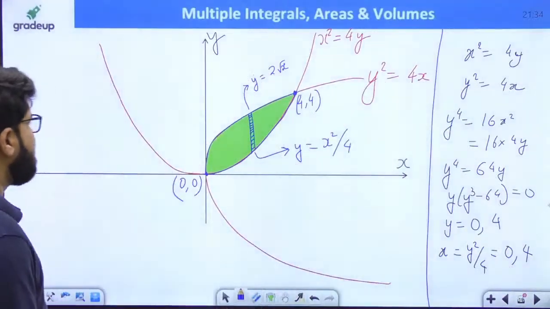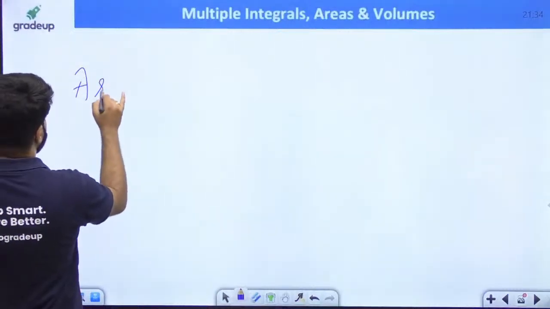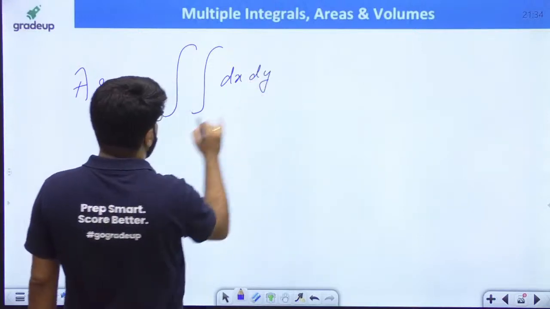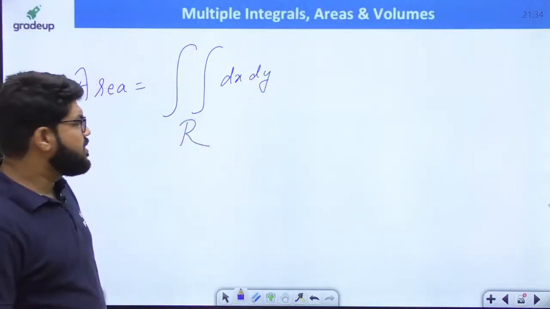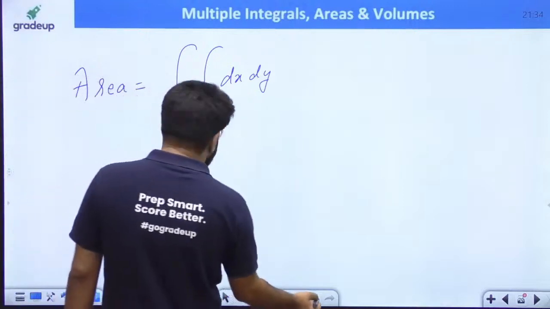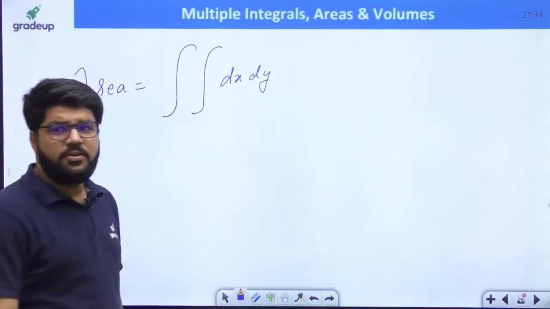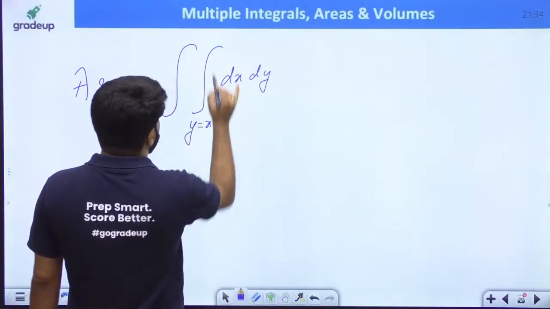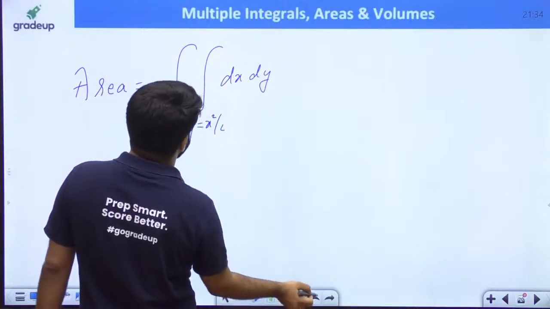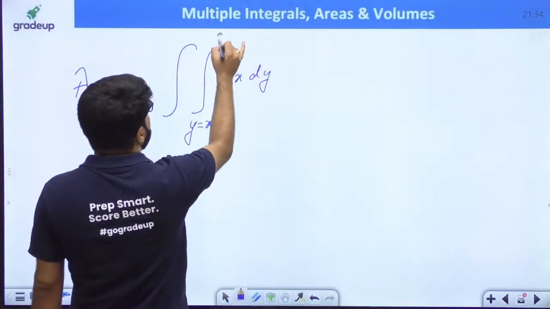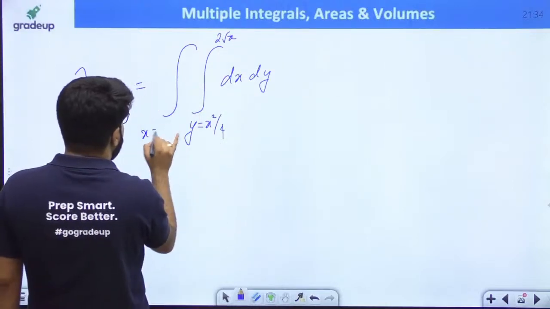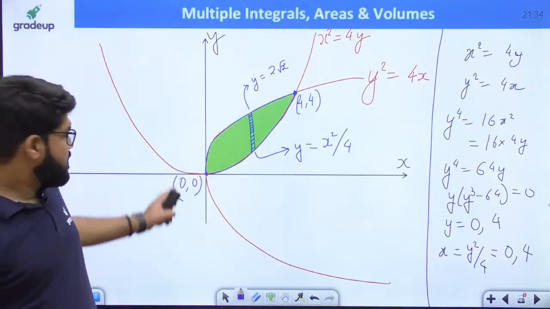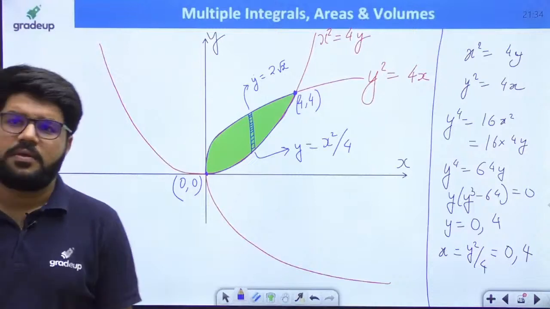Let us write down the area. The area of this region is given by simply the double integral dx dy over the region R. That is the formula for area. And for the region R, we need to write down the limits. Now what are the limits? Vertical strip: y is from x square by 4 to y equal to 2 root x. And then x equal to 0 to 4.